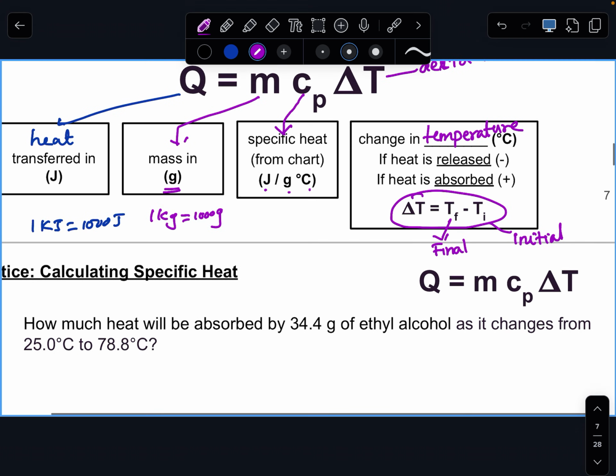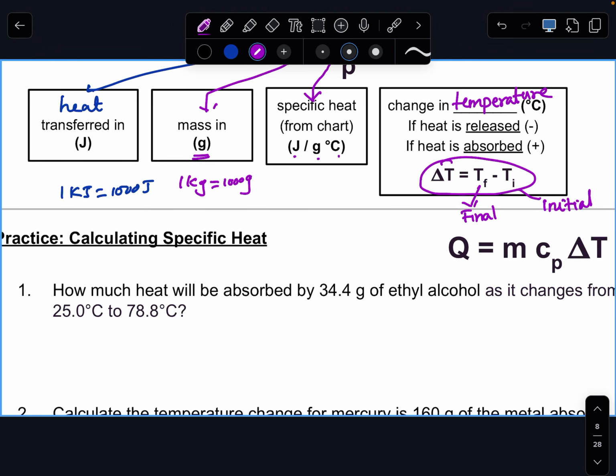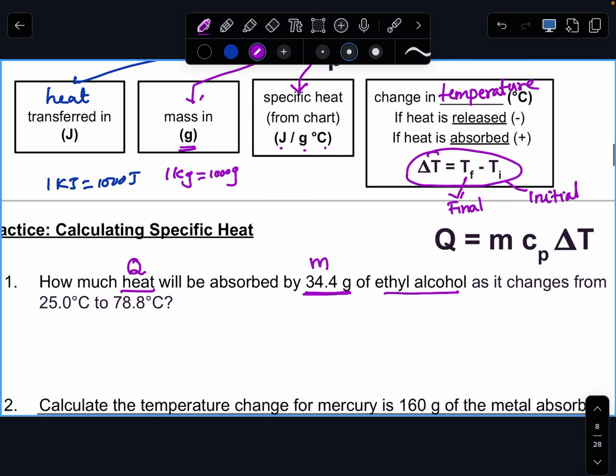Okay, so let's do a couple of practices. Read the question and label the variables. How much heat, Q, will be absorbed by 34.4 gram of ethyl alcohol? It is absorbing, that means temperature will rise. 34.4 gram is the mass, and the substance is ethyl alcohol. The temperature changes from an initial 25 to a final Tf, and you are going to find Q.